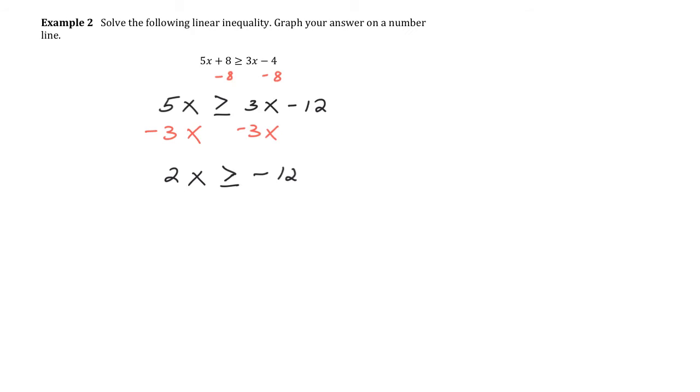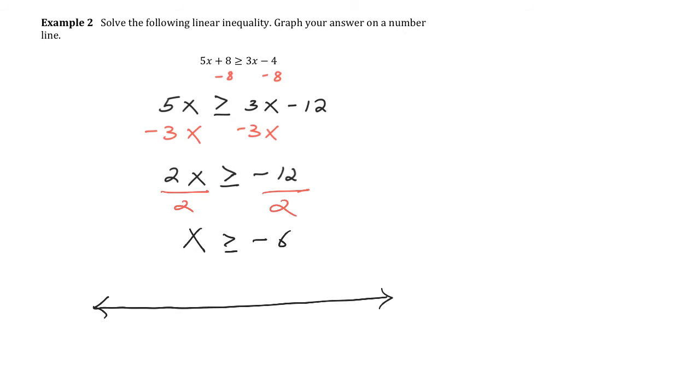For my last step, I'm going to get x by itself by dividing both sides by 2. And since this is bigger than this, if I cut those both in half, I still get greater than. So divide by 2, divide by 2. I have x is greater than or equal to negative 6. So expressed in this way, it's a lot easier to see what the answer is. You could draw a number line.